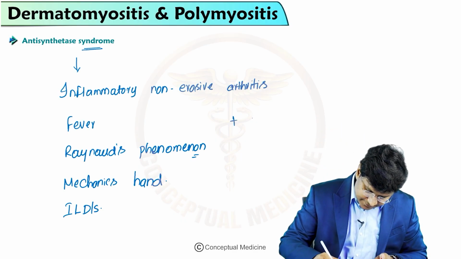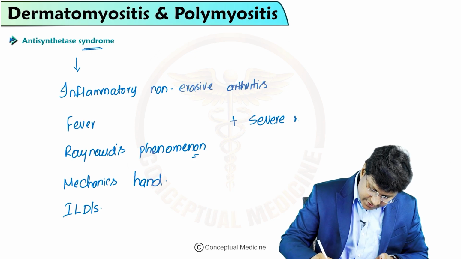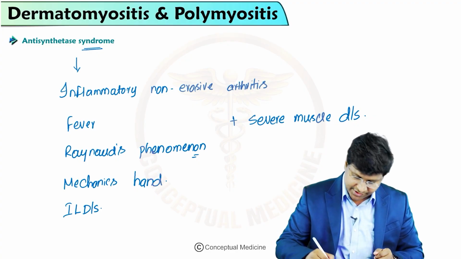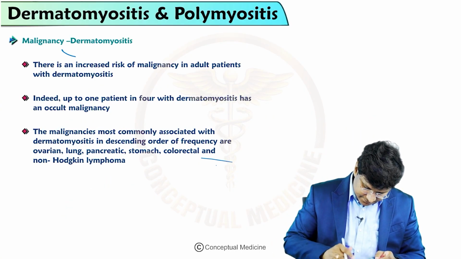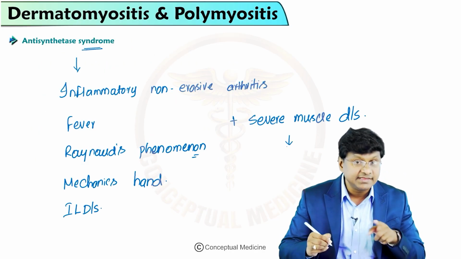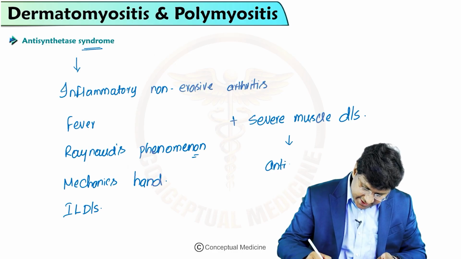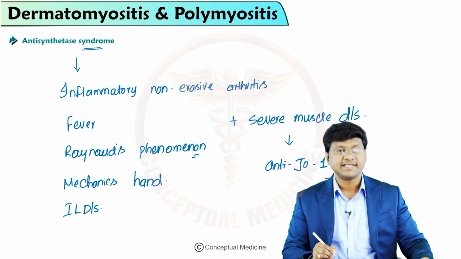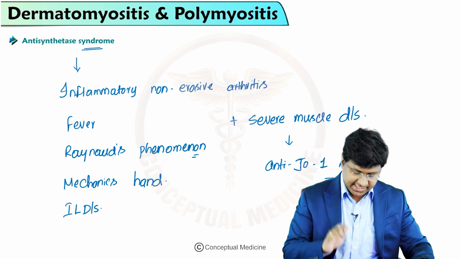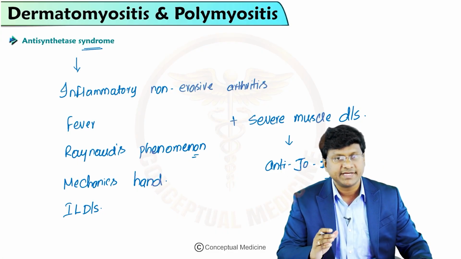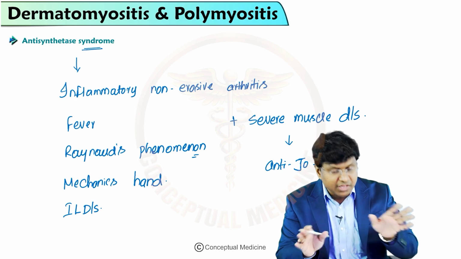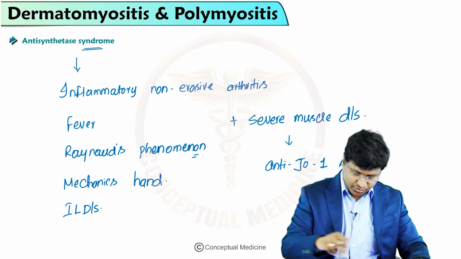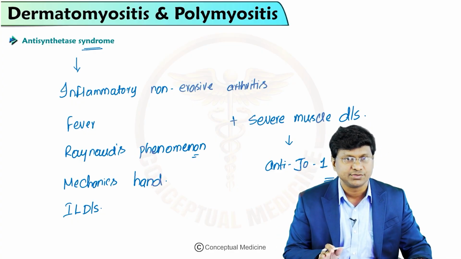So there will also be severe muscle disease associated with certain autoantibodies, right? And what will be those autoantibodies? These autoantibodies include anti-Jo1 antibodies, right? That is what is your anti-synthetase syndrome, right? So it is a subset of patients with polymyositis. Not all the patients, a subset of patients with polymyositis and dermatomyositis, they develop this anti-synthetase syndrome, and these are the features of the anti-synthetase syndrome.